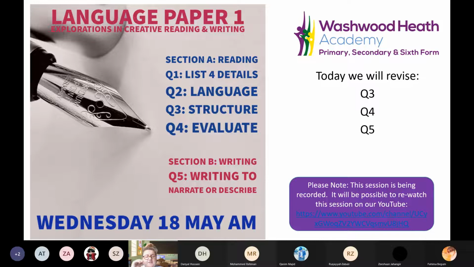Today, however, in the time that we've got together, we're just going to revise 3 main questions that students have expressed as areas of concern during feedback sessions. Those 3 questions are going to be question 3, which is the structure question, question 4, which is the evaluation question, and question 5, which is the writing to describe or narrate. So let's begin with question 3.